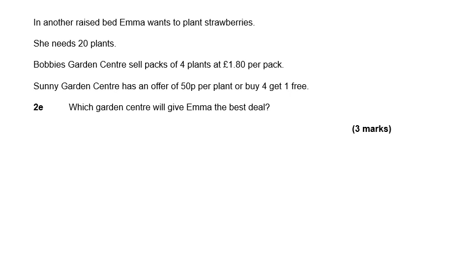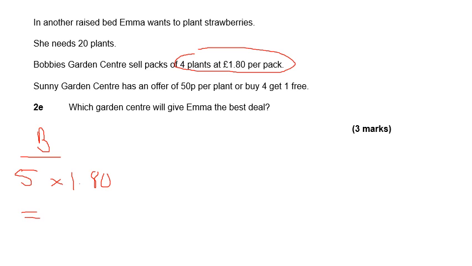So Bobby's has 4 plants at 180 per pack. So just put B for Bobby's here. So 4 plants per pack. That means she obviously needs 5 packs from Bobby's. So that'd be 5 times 180, which comes to £9. I know I skipped past there, but you should be able to mental math the fact that if there's 4 plants in 1 pack, then 5 packs will have 20 plants. So that's where the 5 comes from.